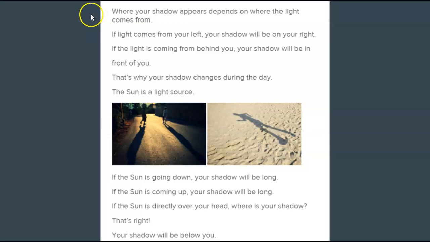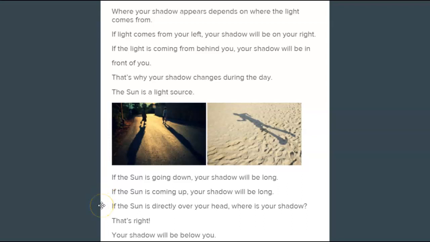Where your shadow appears depends on where the light comes from. If light comes from your left, your shadow will be on your right. If the light is coming from behind you, your shadow will be in front of you. That's why your shadow changes during the day. The sun is a light source. If the sun is going down, your shadow will be long. If the sun is coming up, your shadow will be long.